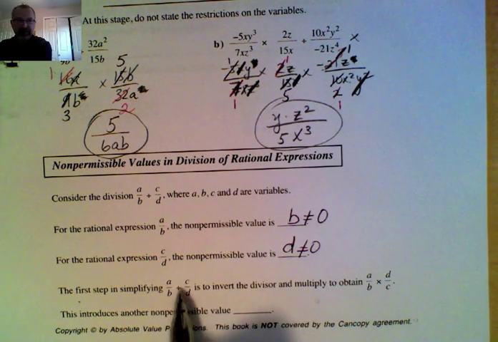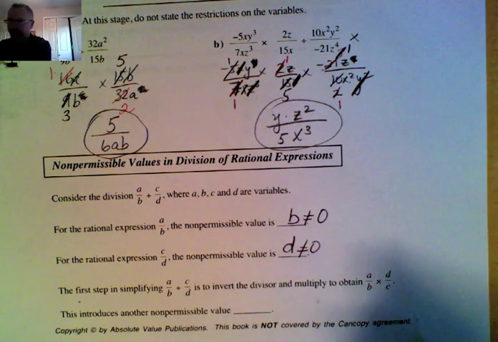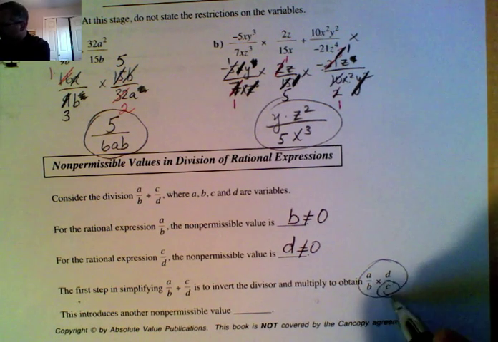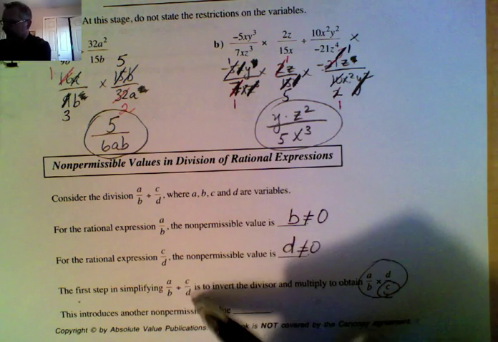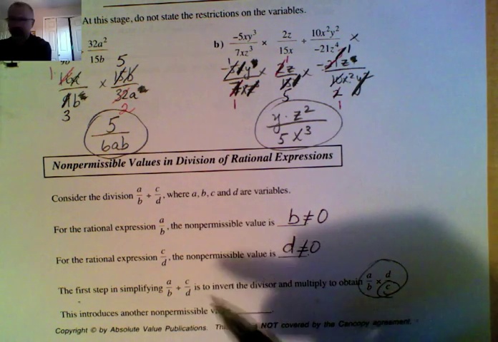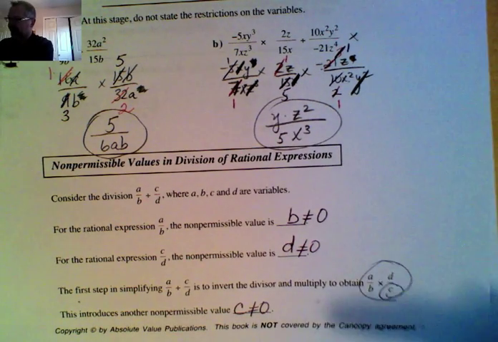But if you look at this expression, a over b divided by c over d, once I change it to a multiplication statement, you're going to notice that c ends up being in the denominator. So in this second fraction that we're going to be inverting, you have to look at the numerator and the denominator to come up with the non-permissible values. So in this case, c can also not be 0.